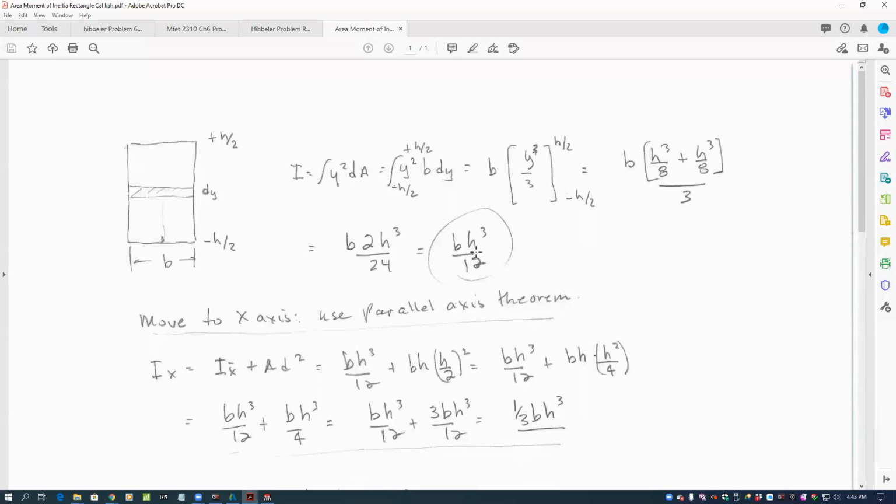Good afternoon. Let's review the area moment of inertia calculations for a basic rectangle. We'll then look at the area moment of inertia of an area underneath a function, and then we'll validate that calculation using CAD.